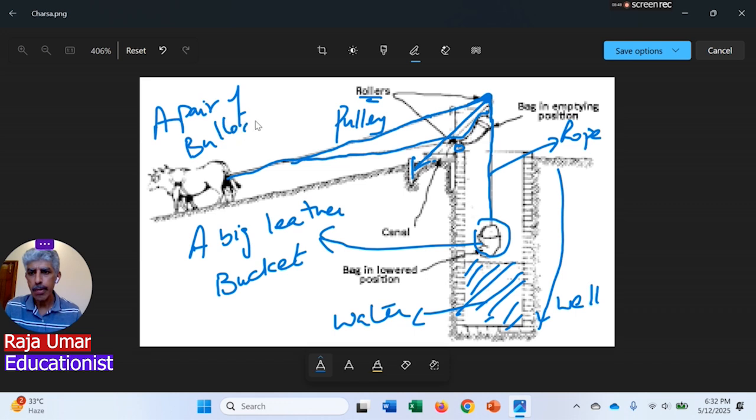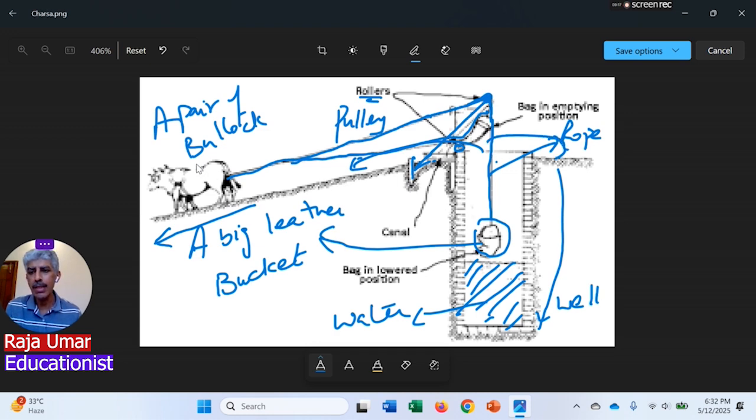and these are connected with these two bullock, a pair of bullock, and they are pulling this bucket out of the well. When these bullock move in this direction, definitely the rope comes up through this pulley, and the bucket comes out of the well, and the filled bucket comes out, and the water is taken out like this, or it is pulled like this.